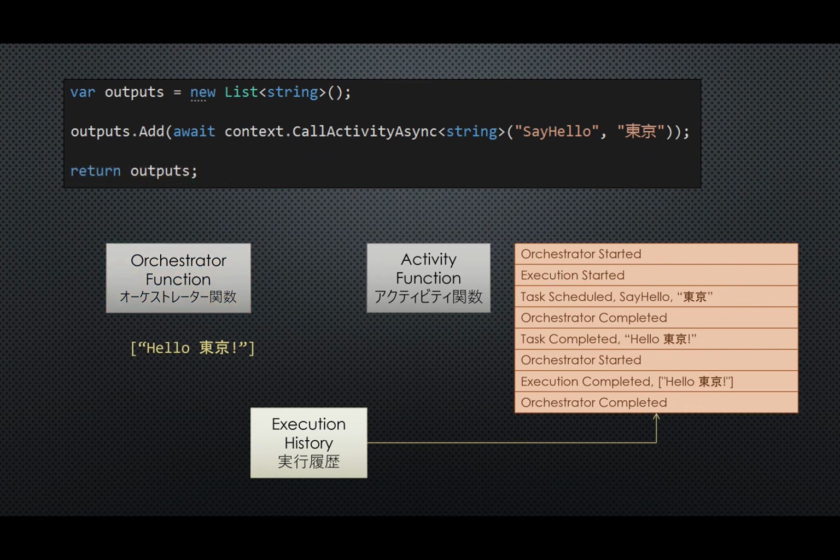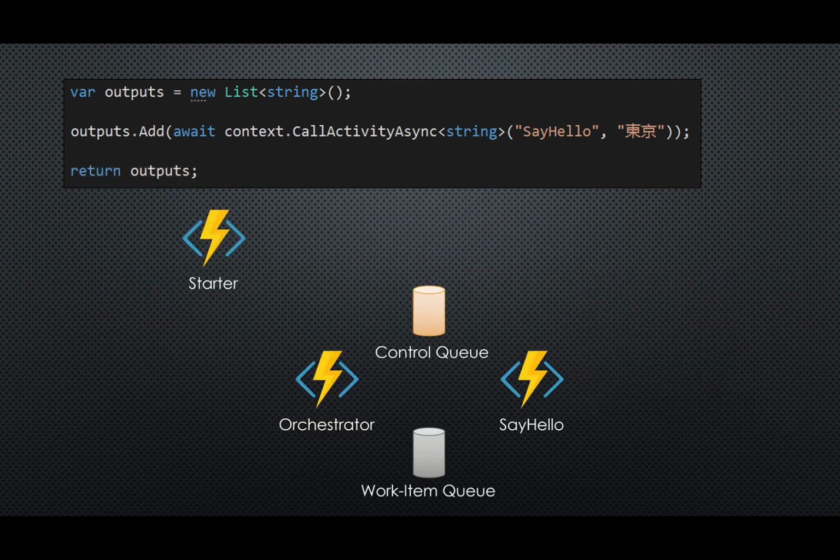Then we move on to the next step, which is to understand the queue. This is the same code, and what happens for the queue this time? The orchestrator client wakes up the orchestrator by sending a message to the control queue. The control queue is the orchestration queue for the orchestrator. The work item queue is the queue for the activity functions.